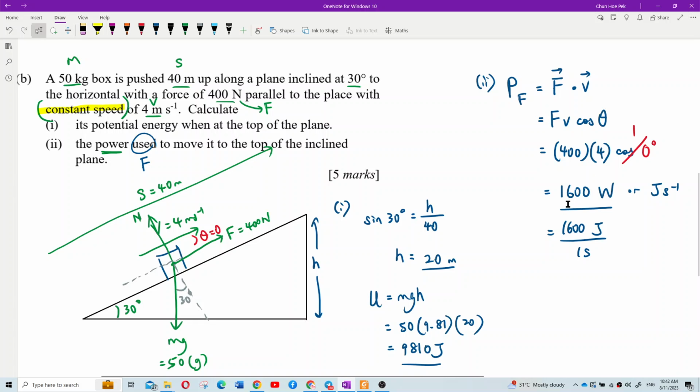If work done is 16,000, power is 1,600. 1,600 watt. Okay, power, watt. That's all.